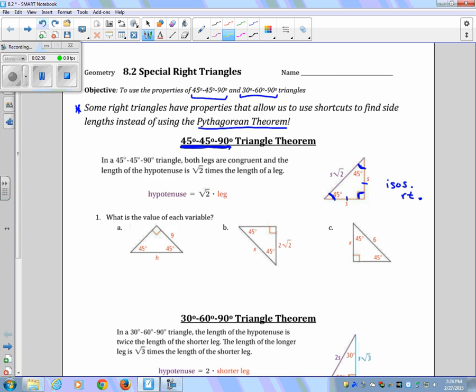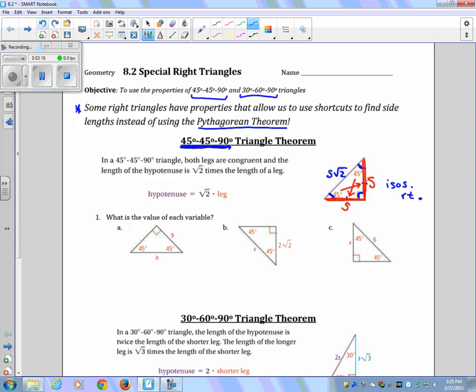Okay, so what is the relationship of the sides? The relationship of the sides is that one of the sides we're going to call S. The side that's congruent to it is also obviously called S. Those are the two sides that are across from the two 45-degree angles. Whenever you have this situation, the hypotenuse is going to be whatever S is times the square root of 2.